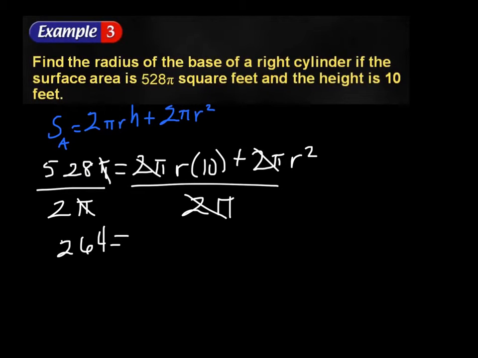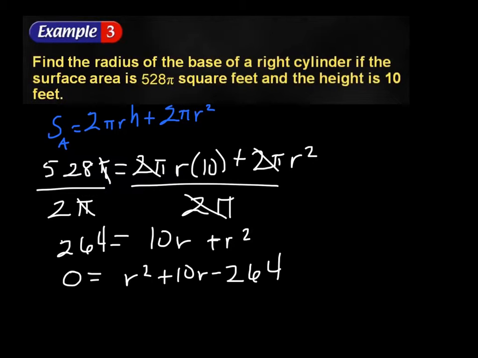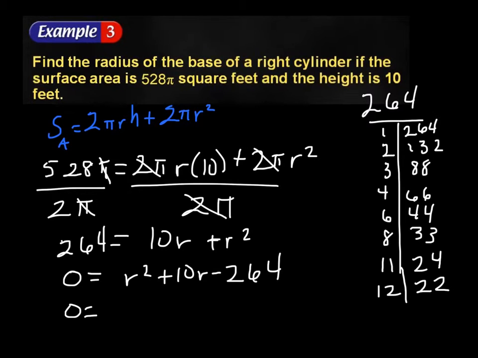So now I have 264 equals 10r plus r squared. Looks familiar. I could subtract 264 from both sides. I'm going to write it in descending order. So r squared plus 10r minus 264 equals 0. I need to come up with factors of negative 264 that give me a sum of 10. Hopefully you don't need to write out the whole factor tree, but I did just in case. I was looking for two numbers that would give me a difference of 10 because I need a positive and negative to make negative 264.